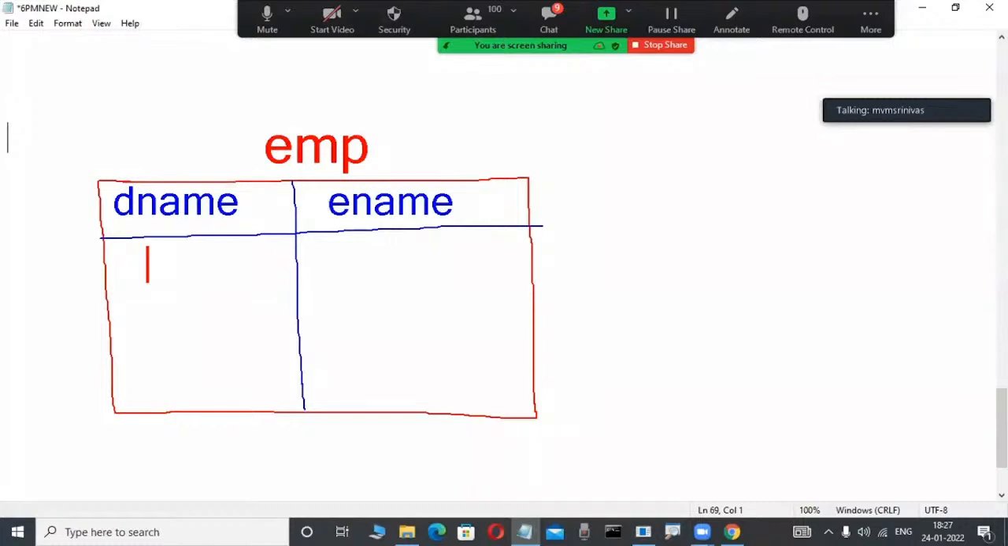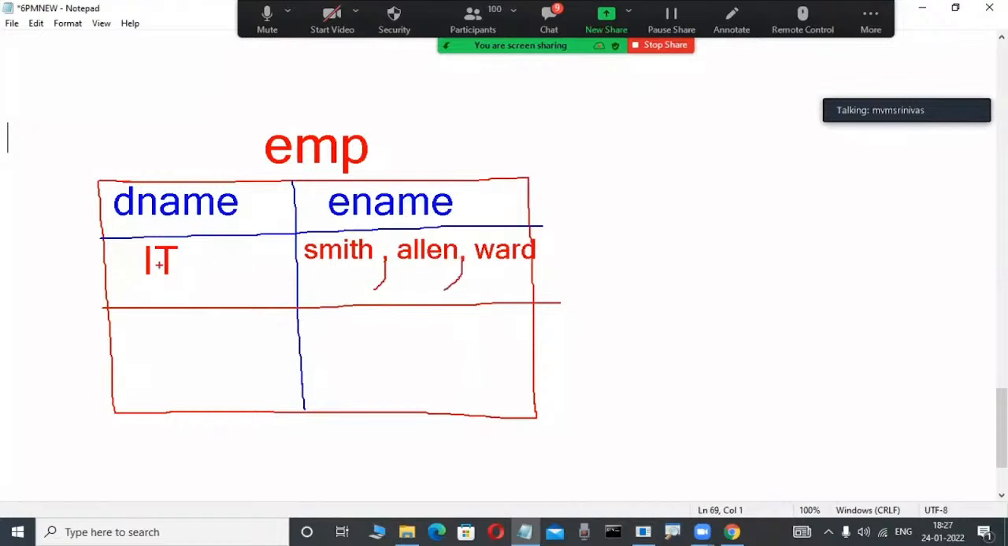For example, I am representing like this. Here IT is a department, that is data. In this department, 3 employees are working. Slowly observe here, very interesting. Smith is an employee, for example, or ABC employee, comma. Allen is an employee, comma. Ward is an employee. I am representing that 3 employees are working in this IT department. That's why I am representing that data in this format. IT is a department, and in that department Smith, comma, Allen, comma, Ward are working. Again, another department is there: the HR department. In the HR department, one employee is working, for example, my name, Murali, is the employee working.